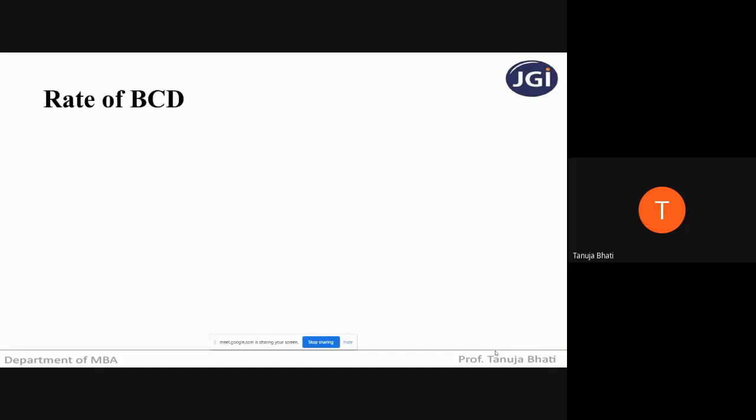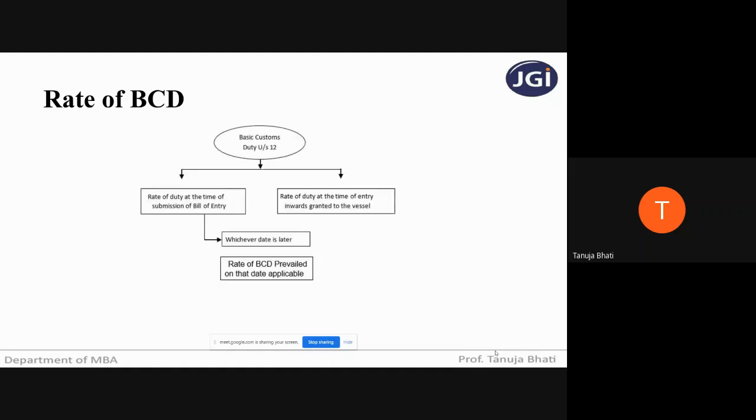Next, the rate of BCD. What is the rate of BCD that you're going to charge, because the rate keeps on changing? Which rate are you going to adopt? The rate of duty at the time of submission of the bill of entry, or the rate of duty at the time of the entry inwards granted to the vessel, whichever is later. Whichever date is later, whatever rate is applicable on that date, BCD will be charged.